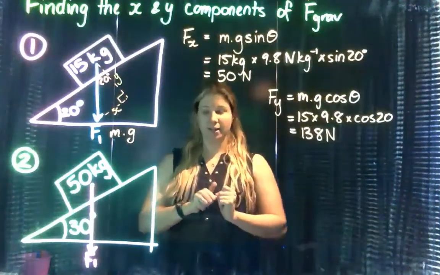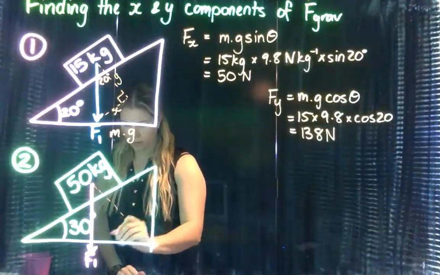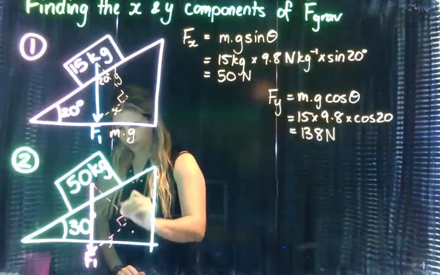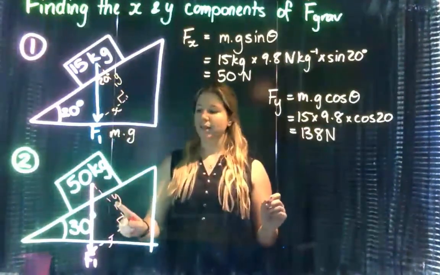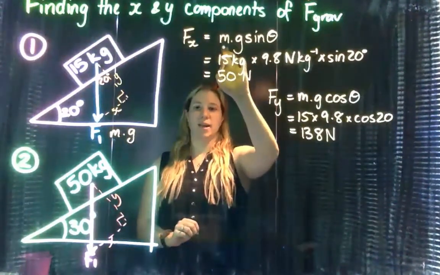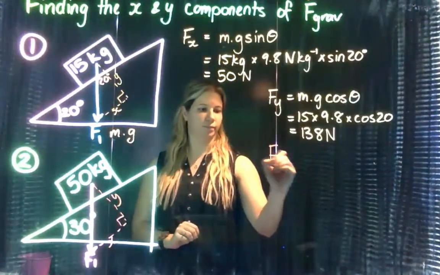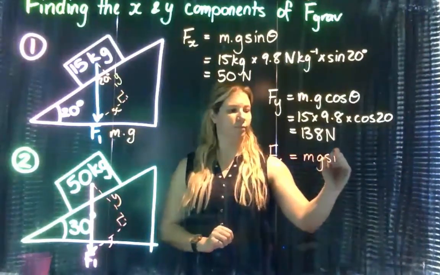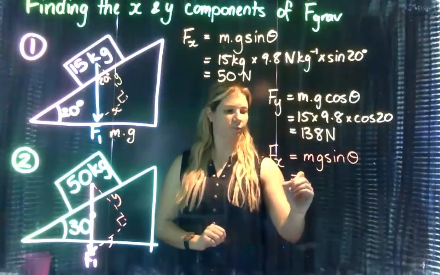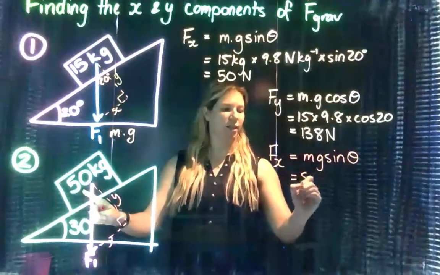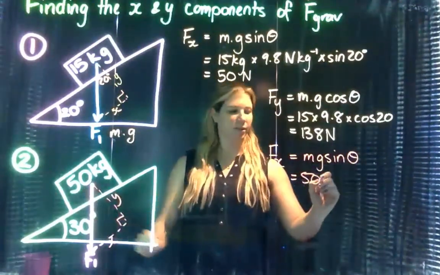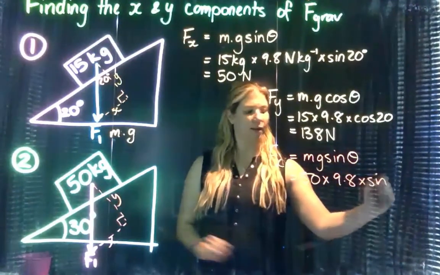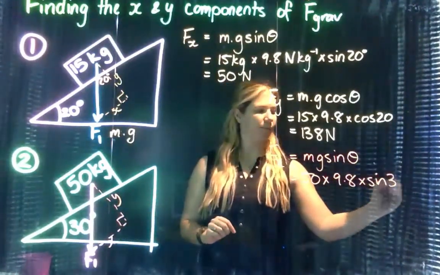So let's try the second example. So same formula for these. So for the x component, the mass of this example is 50 kilograms. And the angle in this case is 30 degrees.